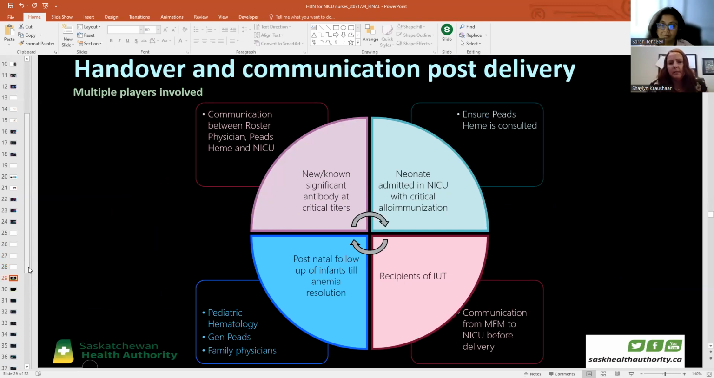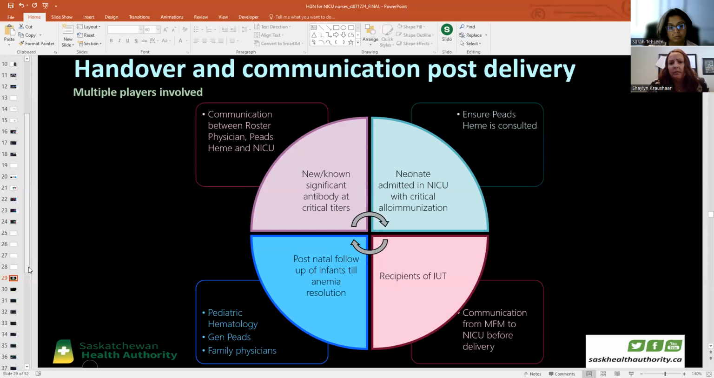This is just a basic handover and communication post-delivery. Multiple players are involved. First off, there's a new or known significant antibody at critical titers, so we ensure communication between the rostered physician, pediatric hematology, and NICU is happening. If the baby's admitted to NICU with this critical alloimmunization, this is when we ensure that pediatric hematology is consulted and they're in contact with those NICU doctors.